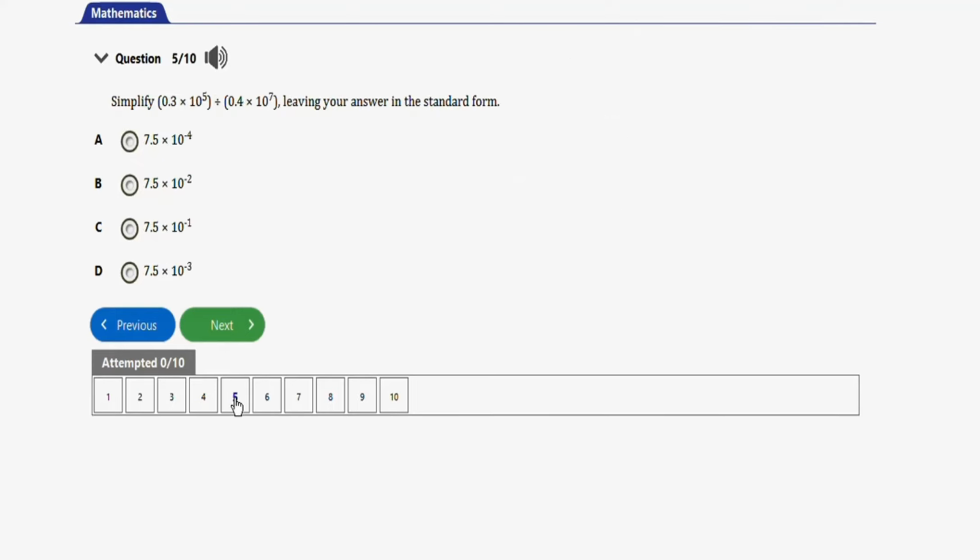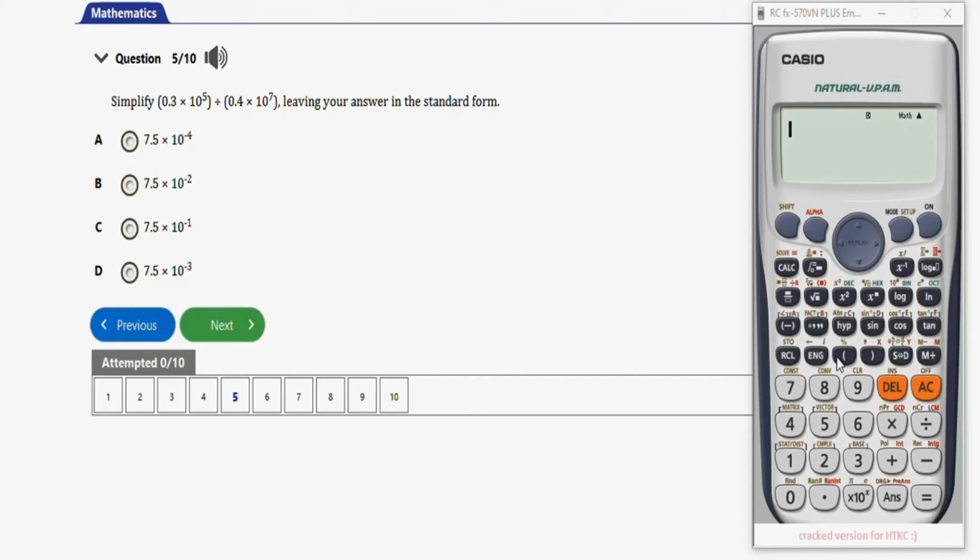Okay, question 5. It says simplify this, leaving your answer in standard form. So let's get a calculator and punch this in. We put in brackets 0.3 times 10 to the power 5, close the bracket, divide. We have in brackets 0.4 times 10 to the power 7. Make use of this power function, come down, close the bracket. So that's what we have there. Let's press equal to now to see the output.